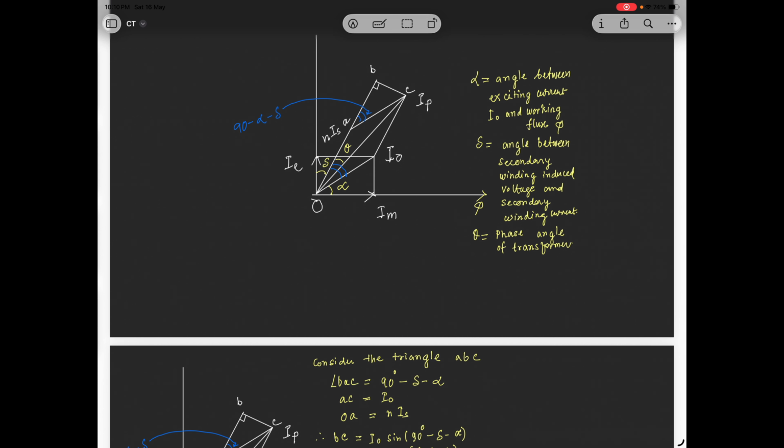What we can see in this figure, alpha is equal to the angle between the exciting current I0 and working flux phi, and delta is the angle between secondary winding induced voltage and the secondary winding current, and theta is the phase angle of the transformer, that is the angle between primary current and the secondary current when reversed to primary side. So it is the angle between NIS and IP.